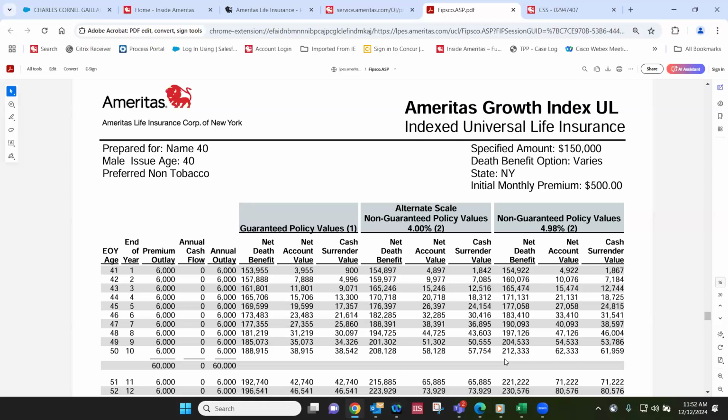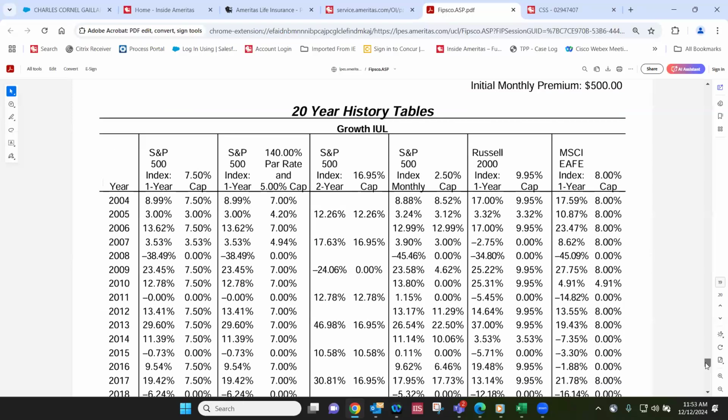Charles, what else do you want to talk about with IULs? Can you get into a little bit about the different indexes, like the S&P, the 1 year point to point, the 2 year, the uncapped ones, just to go over that, if you don't mind? Well, back on this screen, and maybe I'm not catching your drift here, I apologize if I'm not. These are all the different index options across these columns. Remember, if we chose the 1 year point to point, that's this first column, that's the 7.5% cap.